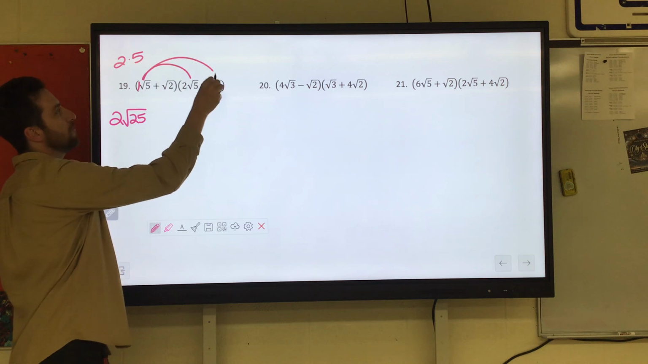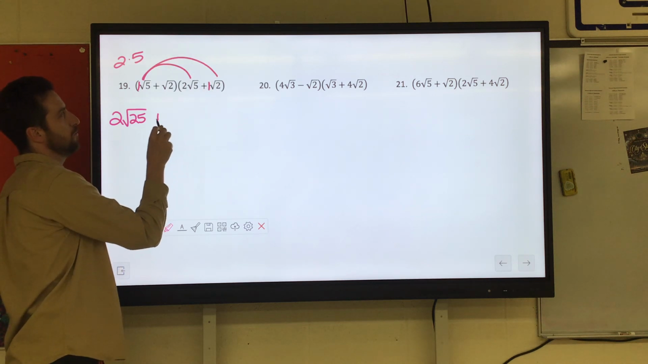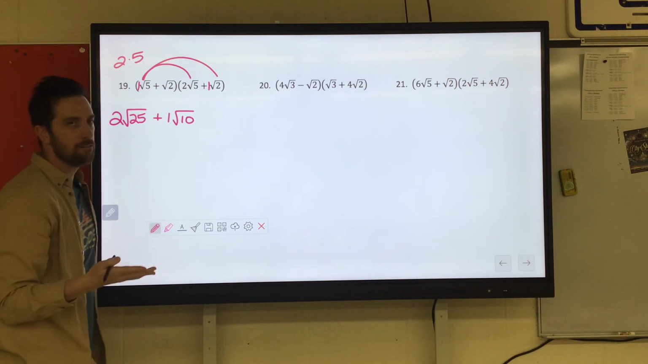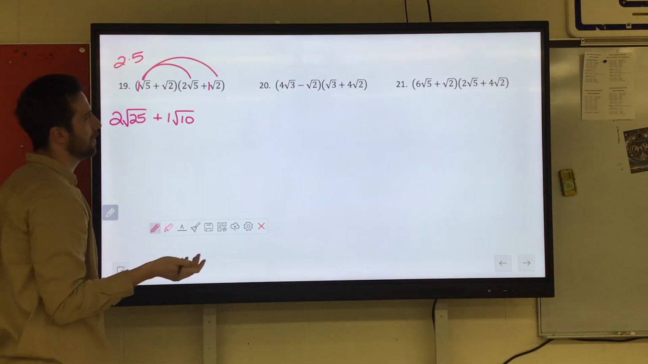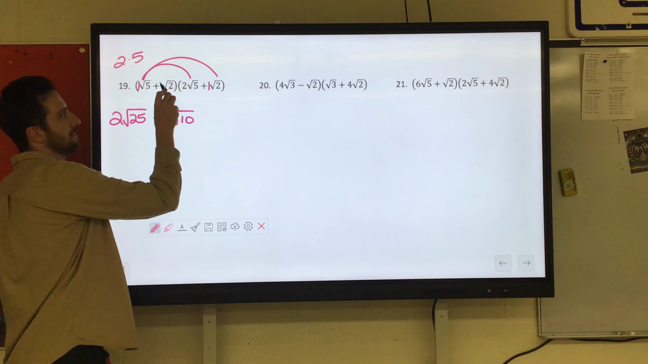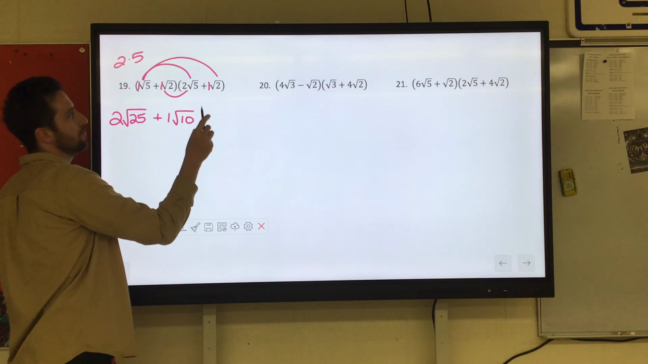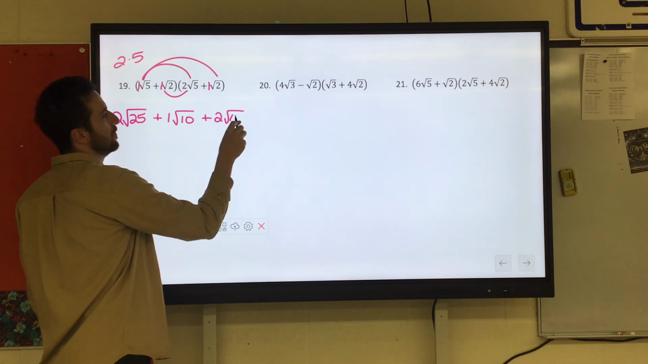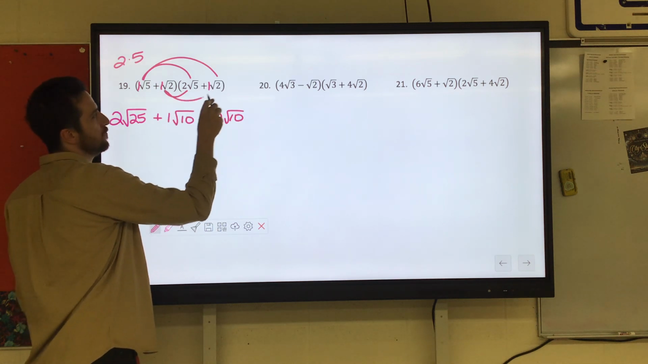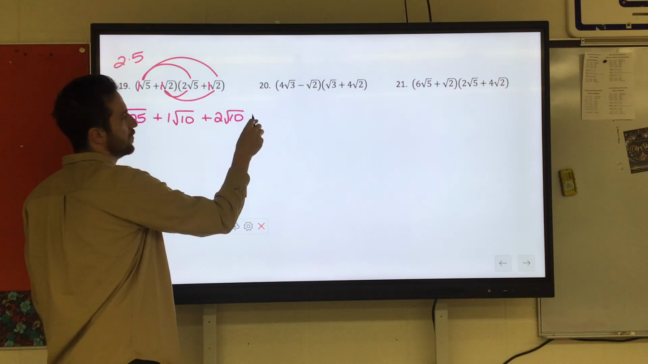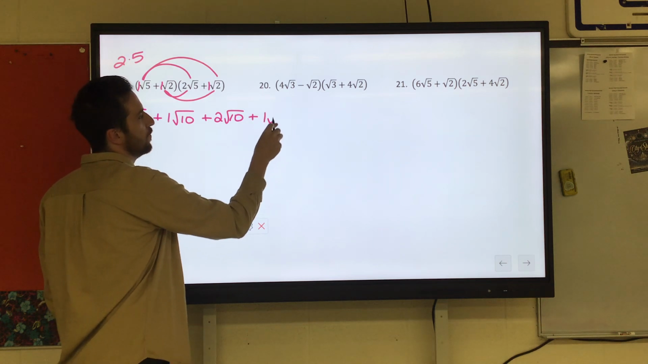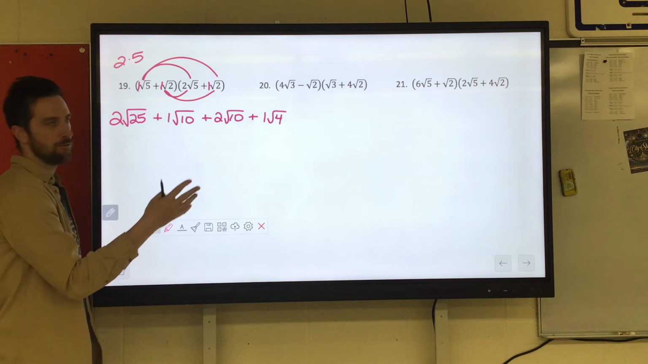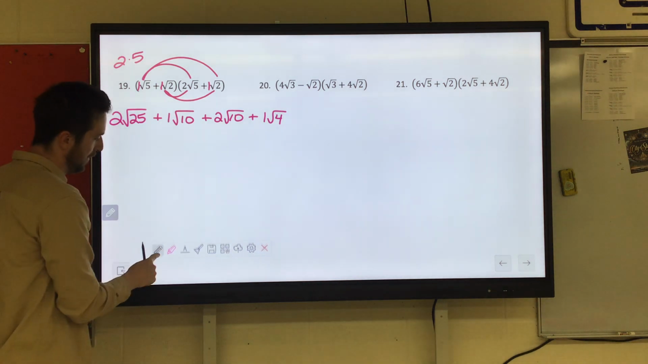1 root 5 times 1 root 2 would be 1 root 10. And you don't need to write the 1 there, but I think that'll help me for my next step. Inside we have 1 root 2 times 2 root 5. That would be 2 root 10. And then last, root 2 times root 2. Let's do it like the first one. Let's make it 1 root 4. That's obnoxious. I'm writing an obnoxious amount of work for that particular spot.